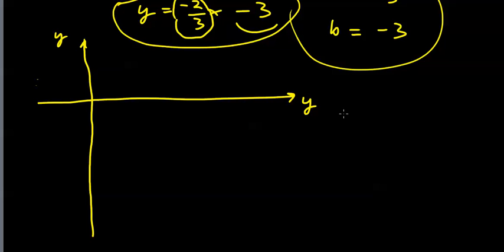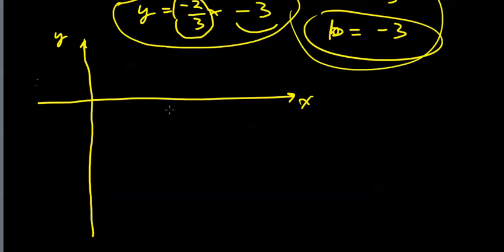Oops. I keep doing that. X is the horizontal axis. Y is the vertical axis. Alright, I know my y-intercept is minus 3. So I'm going to start out my task at the y-intercept, namely at the point 0, negative 3. Right? I know the slope is minus 2/3.